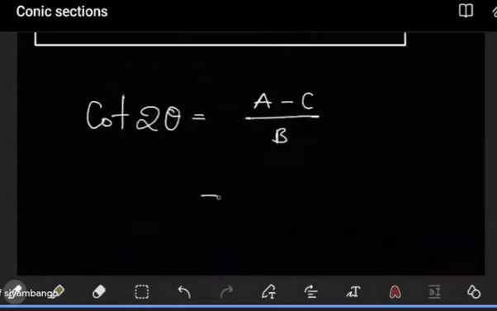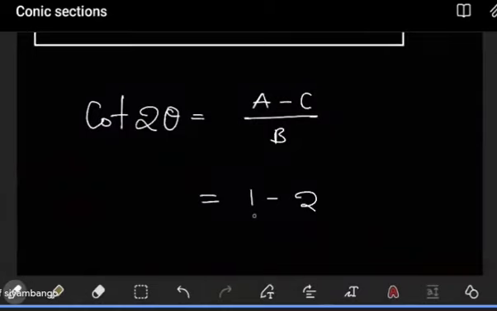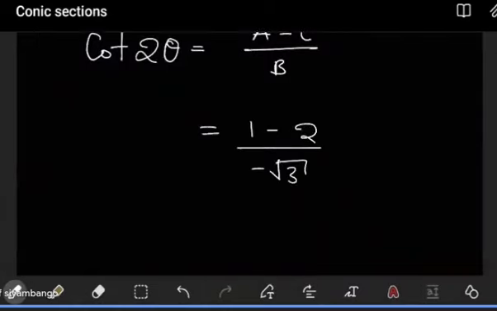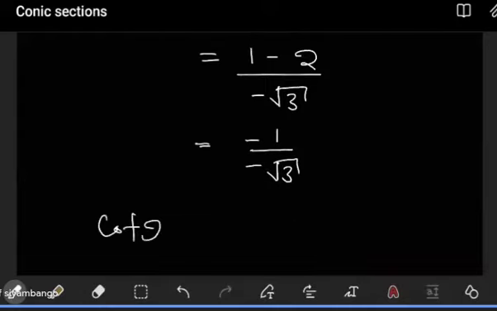So you have 1 minus 2, over minus root 3. From here, from the numerator, that's minus 1, and from the denominator, minus root 3. So that in the end, you have cot 2 theta is equal to 1 over root 3.